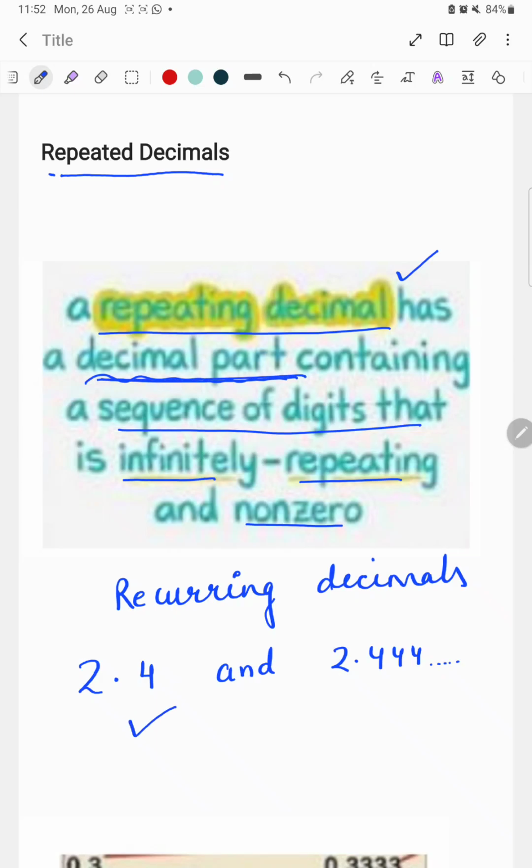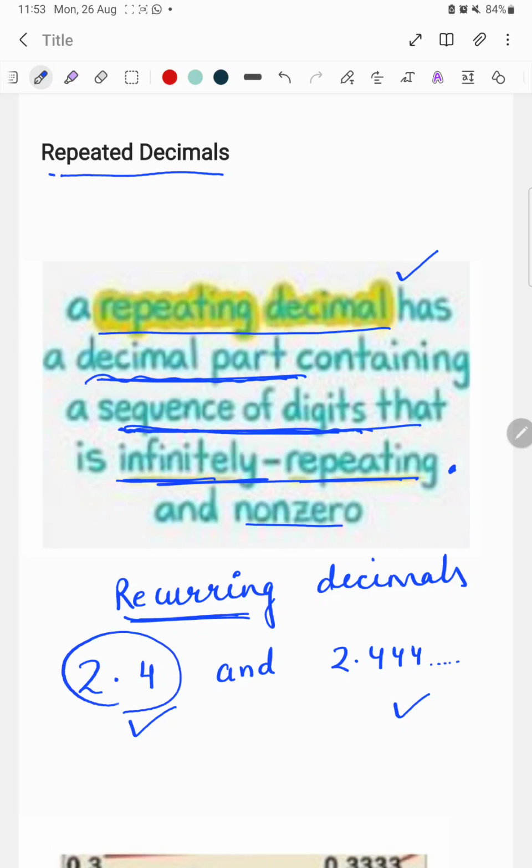From here, this 2.4 has a decimal part and 2.444 is also having a decimal point. They both have a decimal part. But for recurring decimals, they said the decimal part consists of a sequence of digits. It's not just one digit or two digits. It contains a sequence of digits. And what is the characteristic of the sequence of those digits? That should be infinitely repeating.